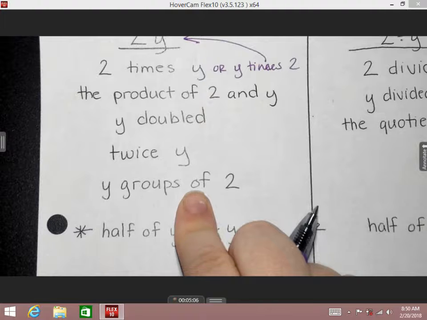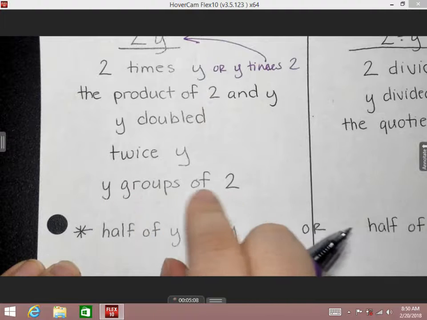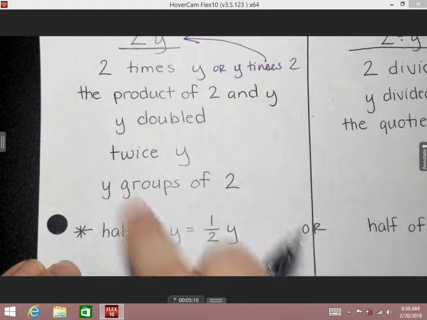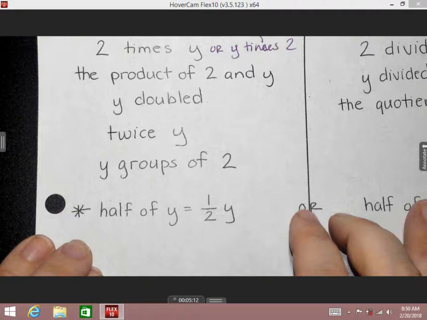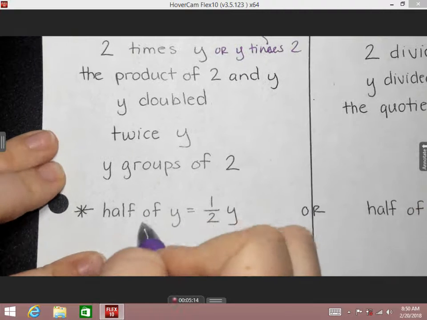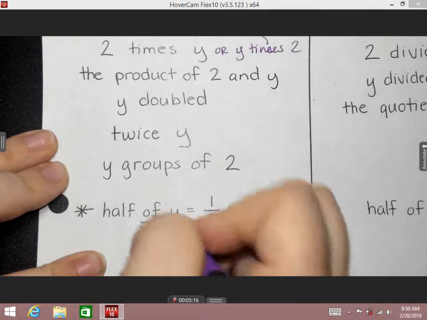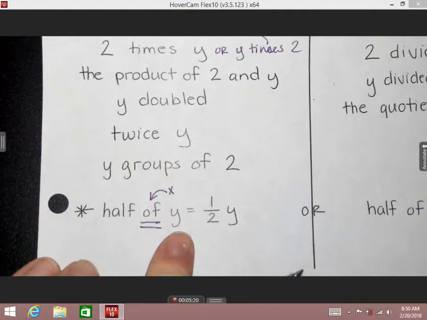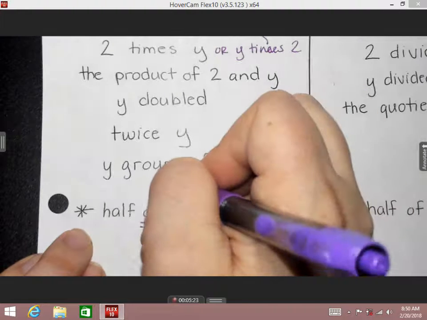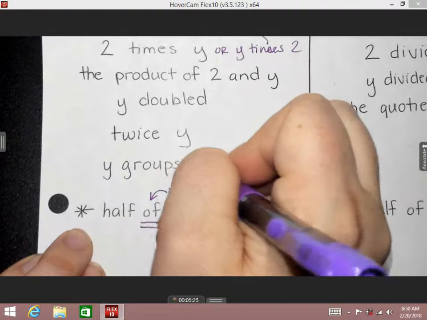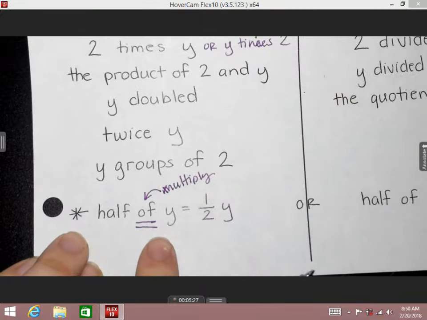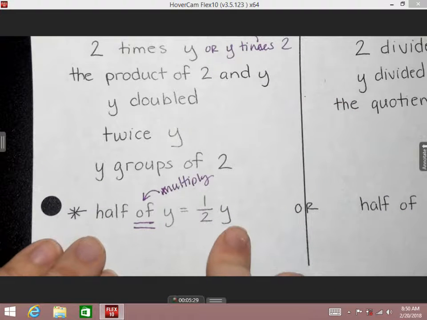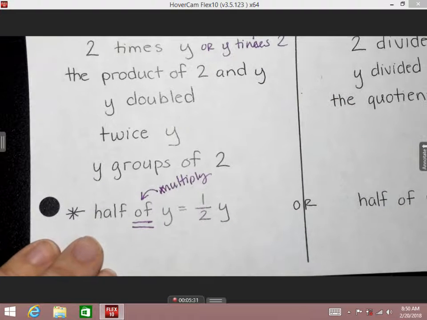Multiplication. So if I have my y groups repeating twice, or my 2 groups repeating y times, that's multiplication. All right. Half of y, guys, of. When I see the word of, that means multiplication, okay? So of means to multiply. So if I have half of y, we just take 1/2 and put it in front.